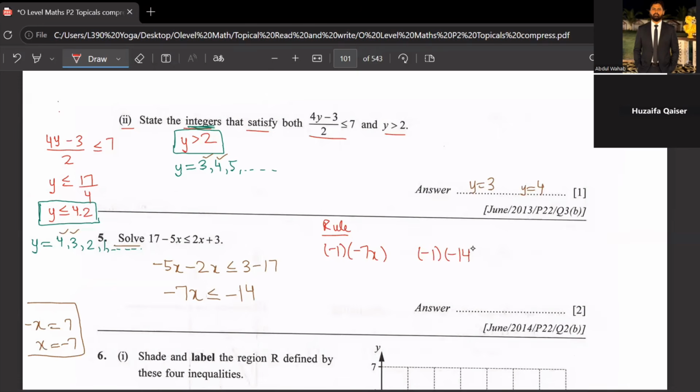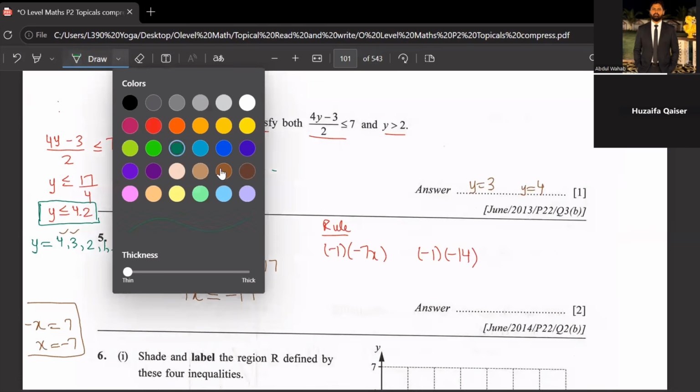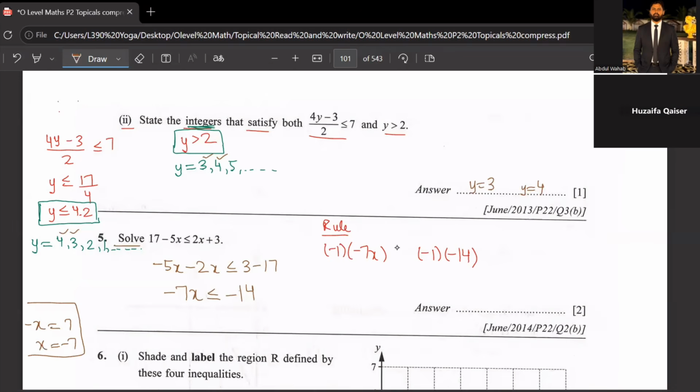But you need to focus: when you multiply minus 1 on both sides, you need to change the inequality sign. It was less than, now I write greater than. That is the main rule of inequality in these types of questions. These questions come in paper 2 and paper 1 also in 4024, and you need to do these things. Now it's 14. So you can write x is greater than or equal to 2. I hope this is okay with you.